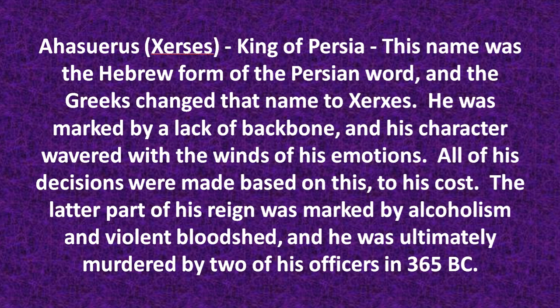The latter part of his reign was marked by alcoholism and violent bloodshed, and he was ultimately murdered by two of his officers in 465 BC. So he had a tough life, but yet God used him in the life of Esther.